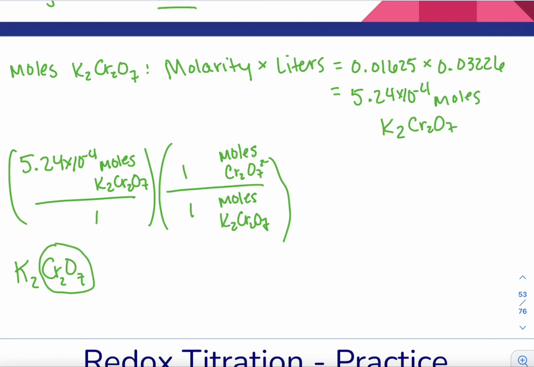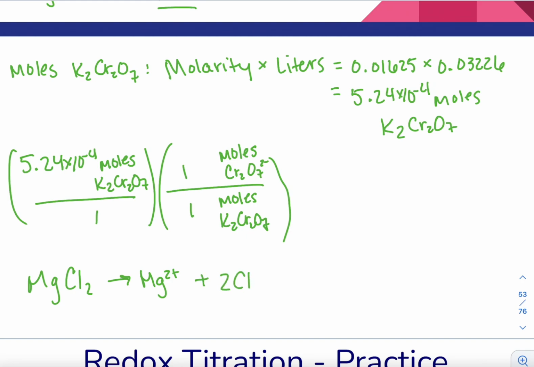So if it was something like, let me just erase that. If it was something like, when MgCl2 dissociates, how many moles of chlorine do I get? You would get 1 mole of magnesium and then 2 moles of chloride. So in that case, you would have to have a different ratio. But here, because when you dissociate potassium dichromate, you get 1 mole of dichromate, I'm going to put that in there because that is something you should be thinking about, but don't worry about it for this problem.